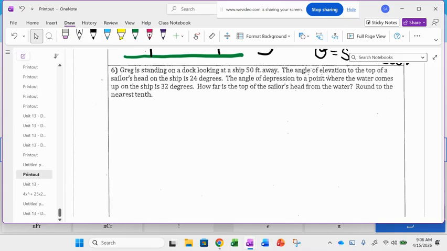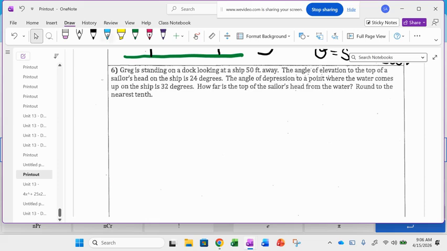Reading again: Greg is standing on a dock looking at a ship 50 feet away. The angle of elevation to the top of the sailor's head on the ship is 24 degrees. The angle of depression to a point where the water comes up on the ship is 32 degrees. Technically, it doesn't seem like they're giving height to anything. They never said the dock is 100 feet from the ground. They never said the sailor is 6 feet tall. They're not giving it height, but at the same time, I can't make it all dots. Why am I not able to make this all dots?